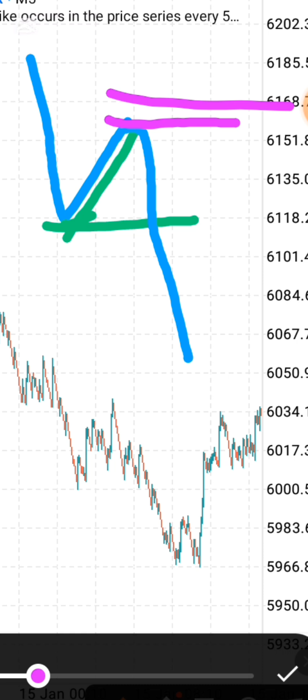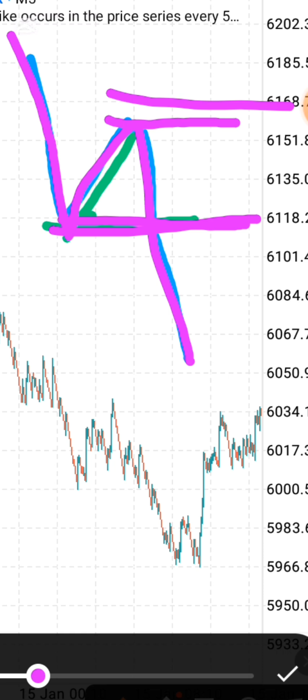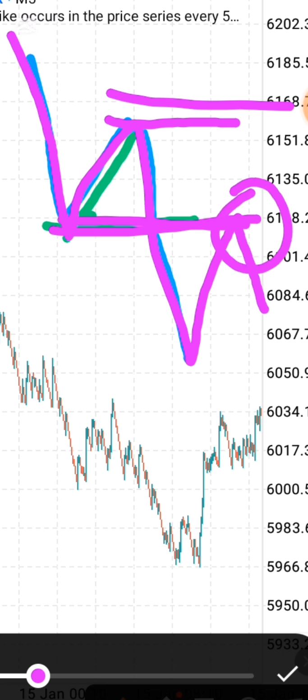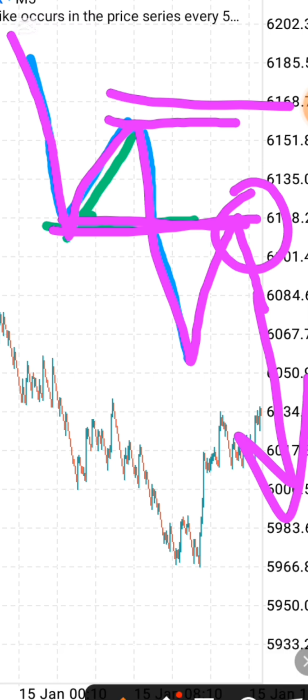So over here, this is what I like to look at, this breakout of this support, continuing with the trend. I like trades that continue with the trend, right? So over here, what we're going to be looking for is a pullback to this area, and then I'm going to be looking for my candlestick confirmation over here, and then we continue going down. That's what I like to look for.